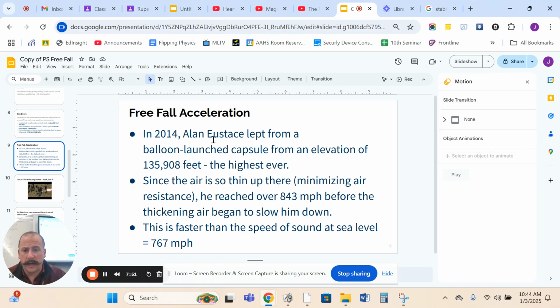In 2014, Alan Eustace leapt from a balloon that was a little bit higher, and he actually went over 843 miles per hour before the air started to get thick and slow him down, basically by going through a different medium. Think about how easy it is to have your hand out the window versus having your hand going through water. There's a difference between having thin air in the upper atmosphere, where he wasn't slowed down by the air.